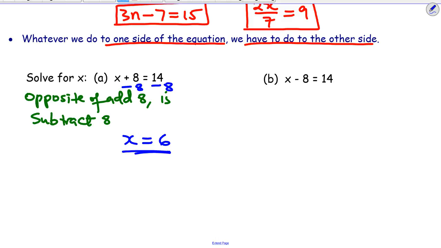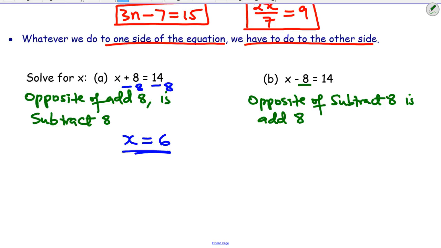The next question, we have x - 8 = 14. We are subtracting 8, so the opposite of subtract 8 is add 8. So we'll add 8 on this side and add 8 on that side. Now negative 8 plus 8 is 0, so our final answer will be x = 22. So it's just as simple as that.